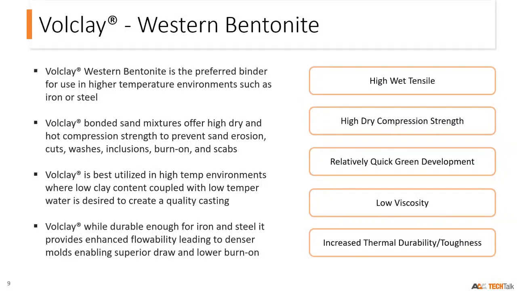Ball clay, while durable enough for iron and steel, provides enhanced flowability, leading to denser molds, enabling superior draw and lower burn-on. So some key properties listed here, as you can see, are high wet tensile, high dry compression strength, relatively quick green development, low viscosity, increased thermal durability and toughness. The bullet points contained within this slide were taken directly from our tech data sheet for ball clay Western bentonite, and that can be found if you would like to access it on mtimetalcasting.com.